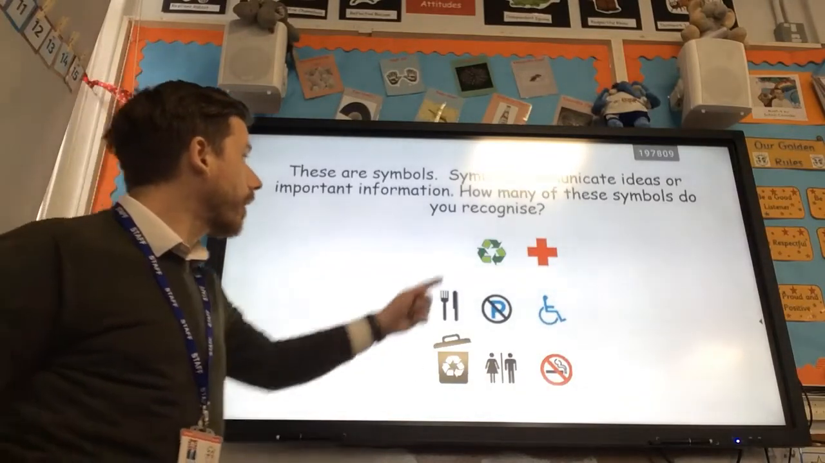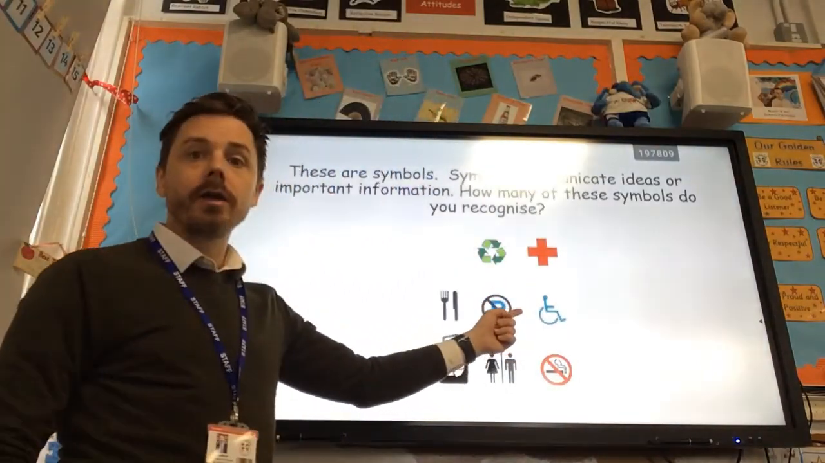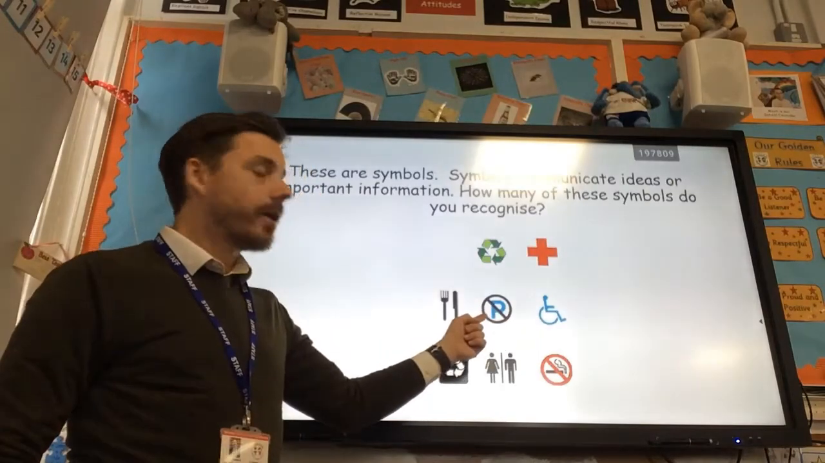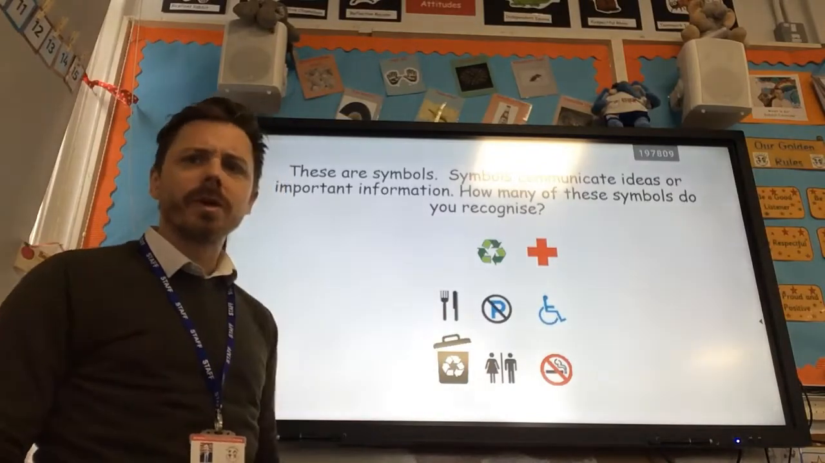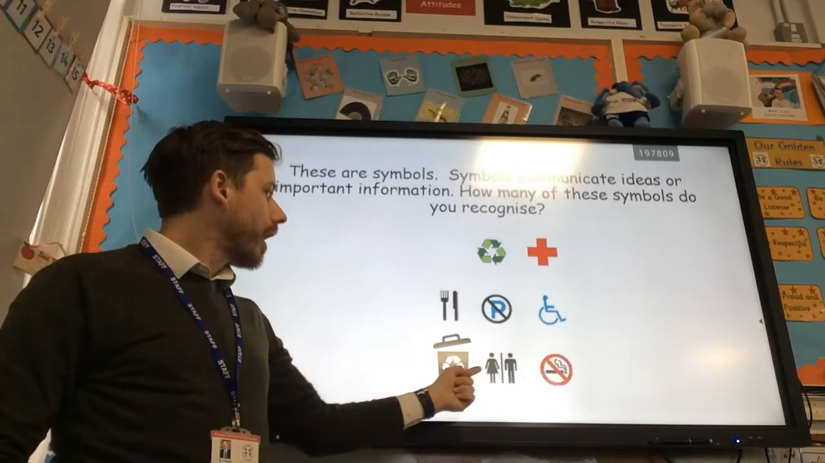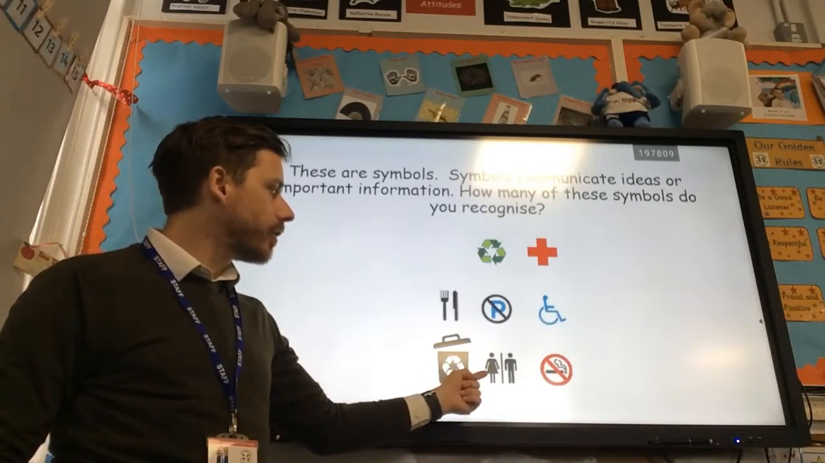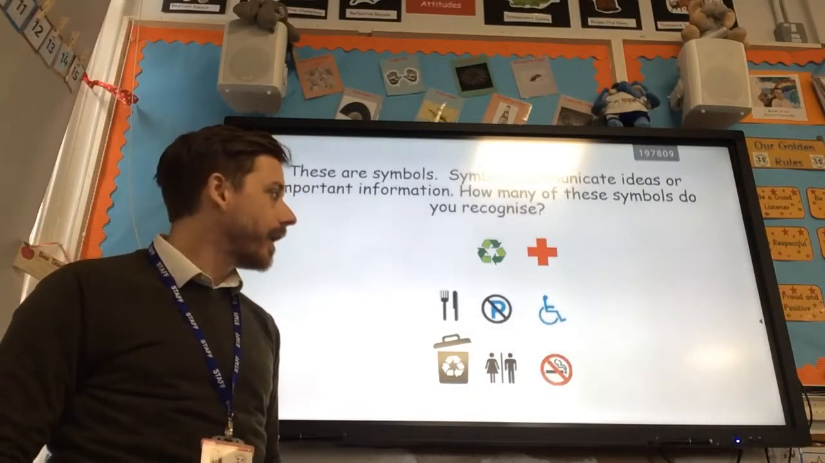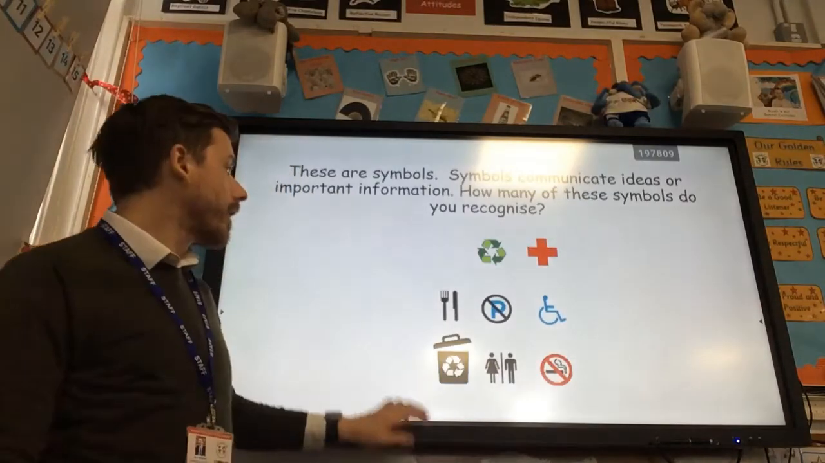Excellent. Okay, so we've got the recycling symbol here, first aid, disabled or for use for disabled toilets, disabled badges, disabled car park spaces, no parking. Okay, I've got that one right. Usually this knife and fork represents or means a restaurant. We've got another recycle bin here. Usually the symbols here are used to denote, tell you the toilet. And of course we've got the non-smoking or no smoking symbol here. Okay, so I hope that's useful to help you understand what we mean by the word symbol.